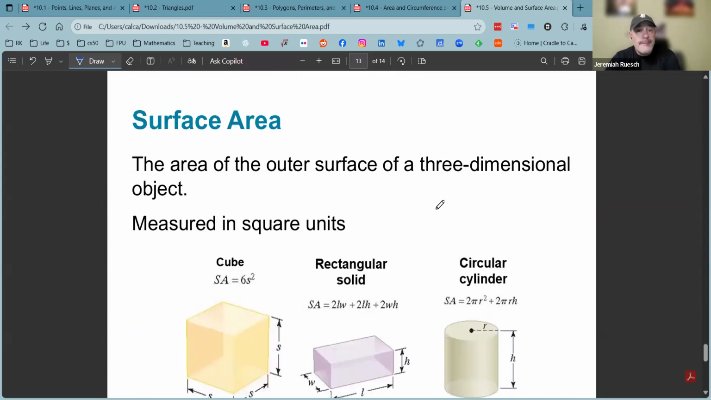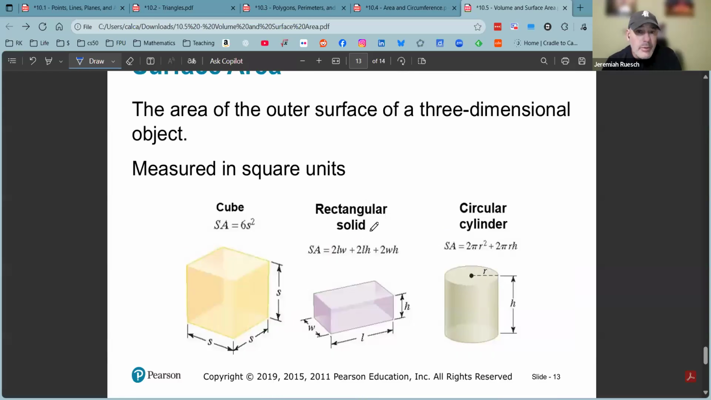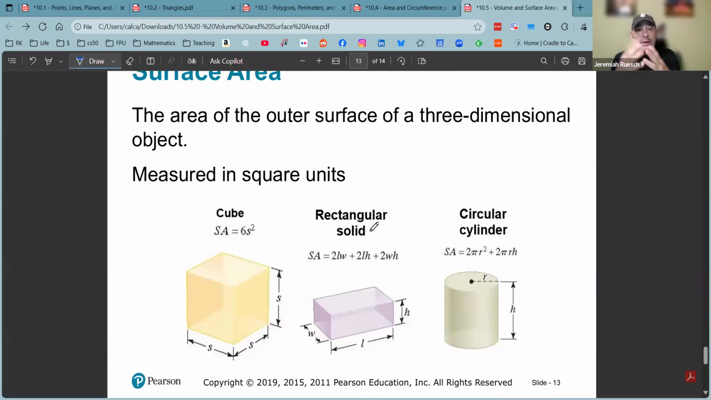All right, finally, surface area. Surface area is the amount of stuff on the outside. So think of like if you're doing gift wrapping, right? It would be the amount of wrapping paper you need to enclose the volume, or to wrap the gift.